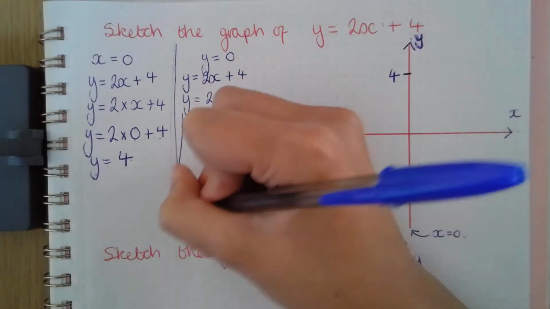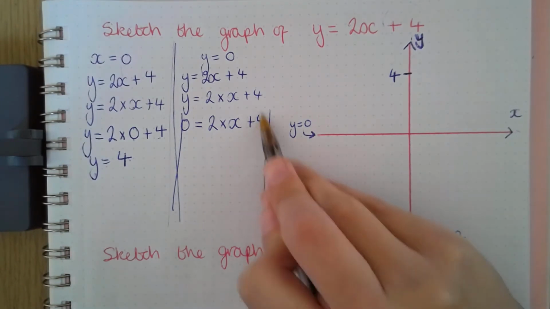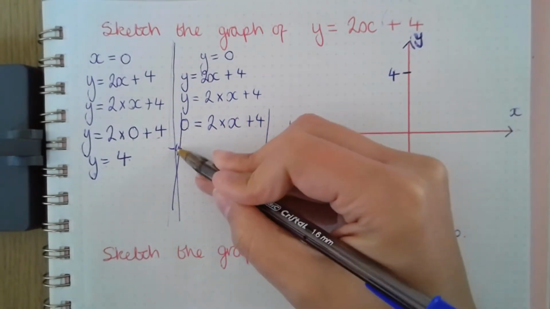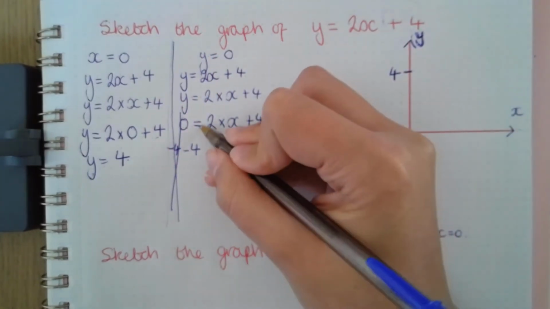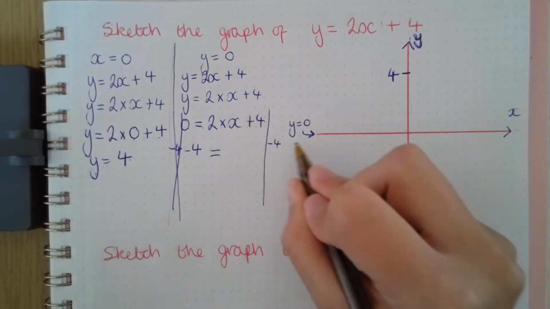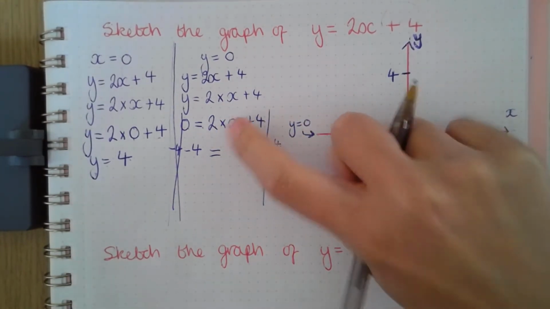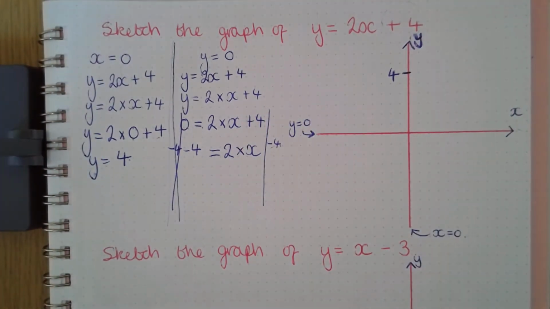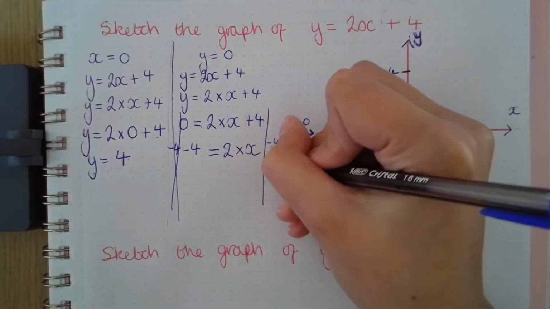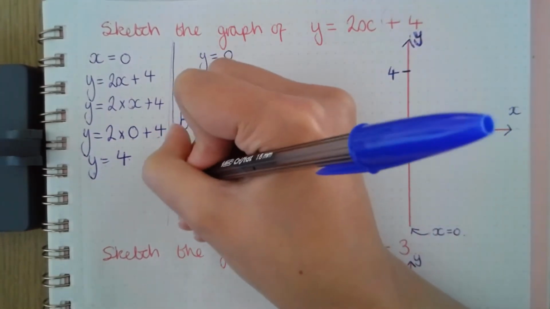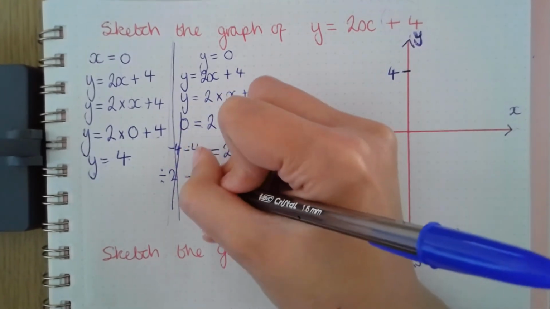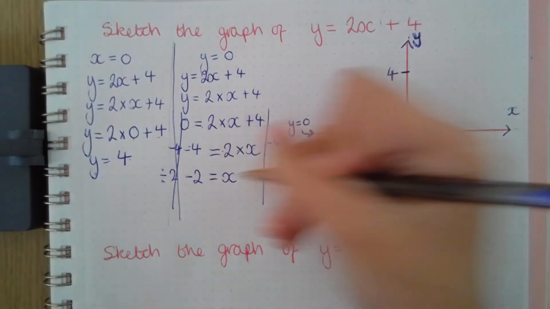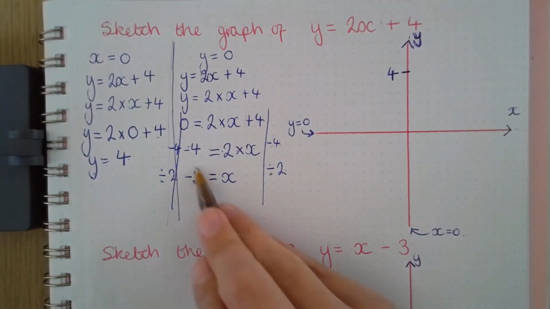So I've got some stabilisers. I've got to take the +4 away, so I take away 4 from both sides. 0 take 4 is -4 equals 2 times x plus 4 take 4. They disappear, so I'm left with 2 times x. Now, to get rid of the 2 times, I need to divide both sides by 2. -4 divided by 2 is -2. 2 times x divided by 2, I'm just left with x. So I know it crosses the x-axis at -2.